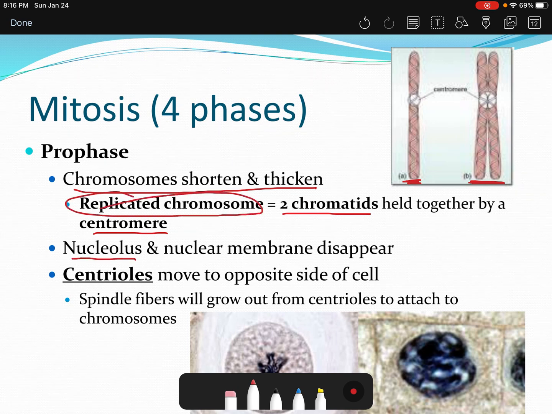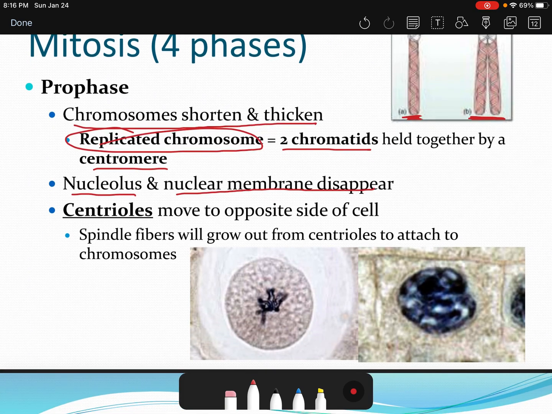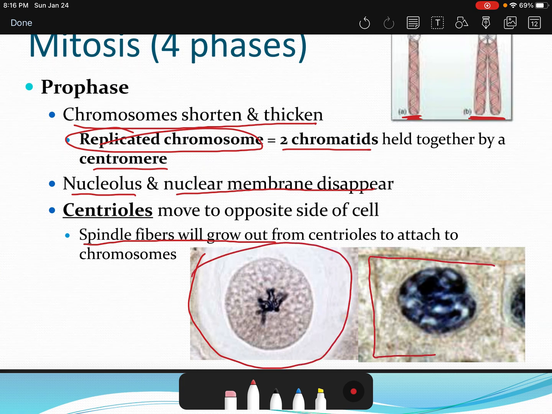The nucleolus and nuclear membrane disappear, and the centrioles move to the opposite side of the cell. Those are going to be important for where the spindle fibers will grow out of, and that's what's going to attach the chromosomes. You can't really see them on these pictures, but this right here is an animal cell, and this right here is a plant cell. This is what your mitosis onion root tip cells will look like.